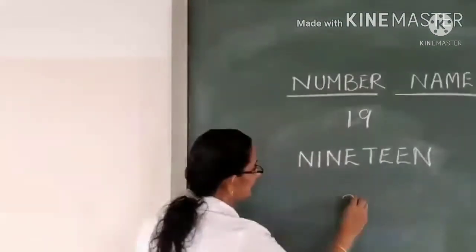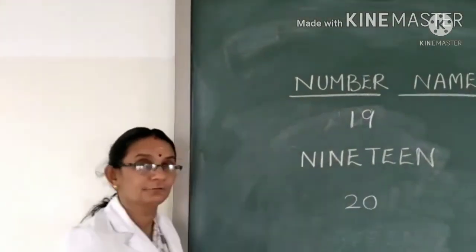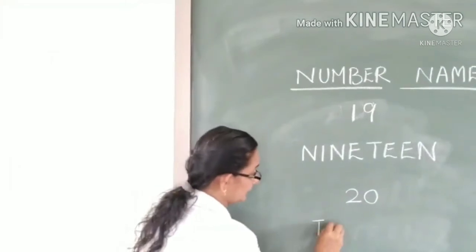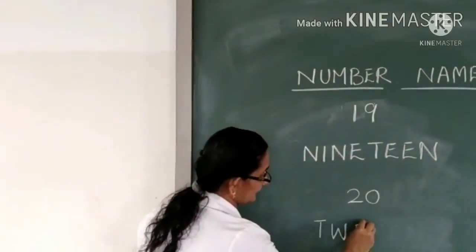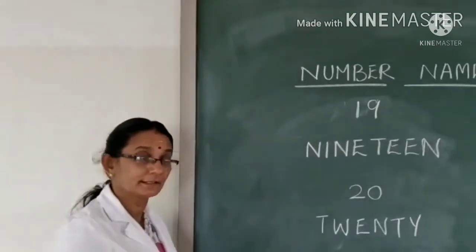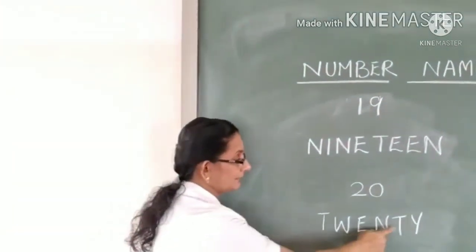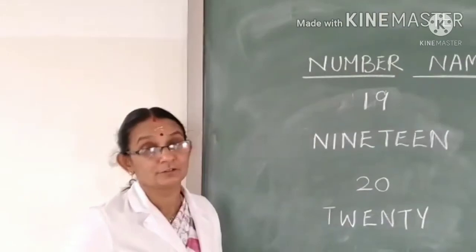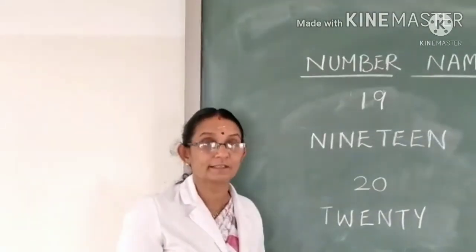Next spelling is 20. The spelling of 20 is T, W, E, N, T, Y. So children, you have learned the number names from 11 to 20.